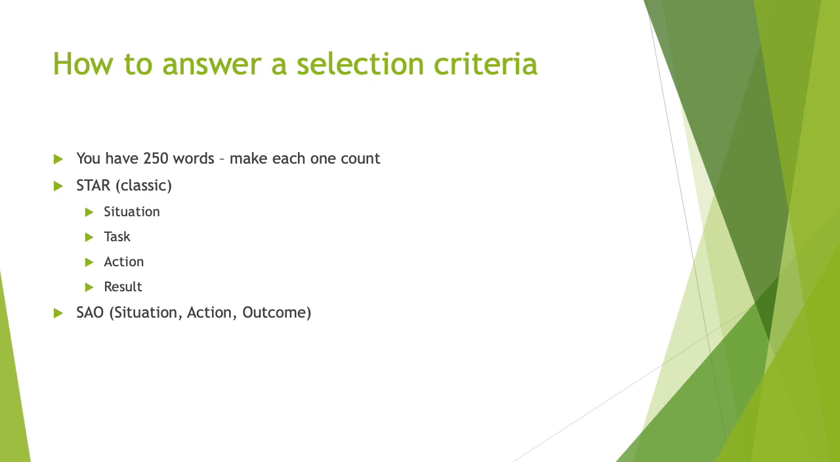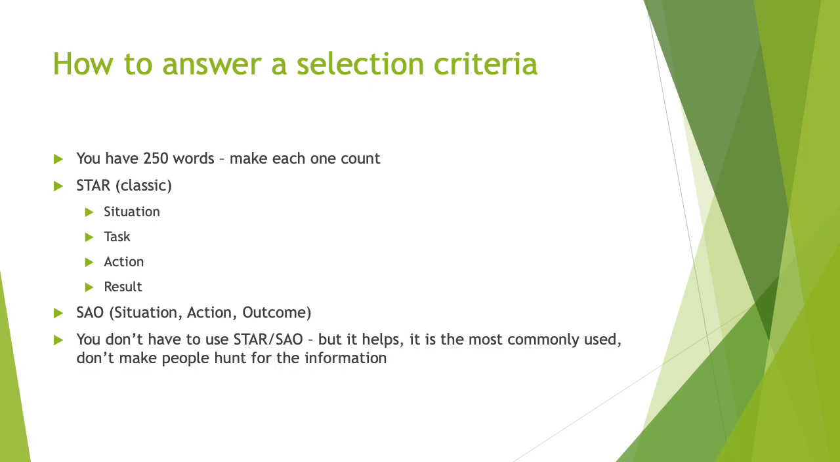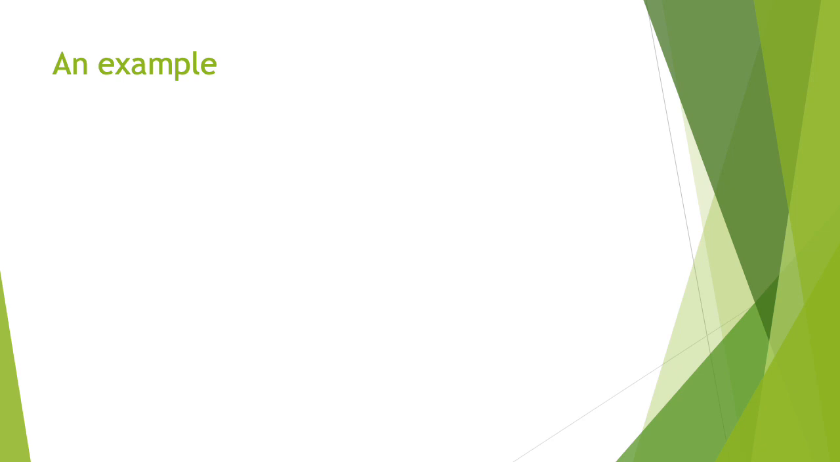These are just about providing an easy, simple way to show that you are addressing that selection criteria. You don't have to use these models, but it helps because it's the most commonly used. It is the way that the people reading the selection criteria are most familiar with seeing the information presented, which means that they don't have to go hunting for that information. The easier you make it for someone to mark your selection criteria, the happier they're going to be with it. So this is an example.